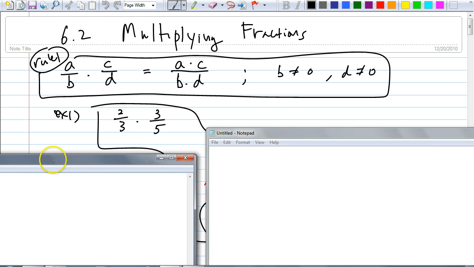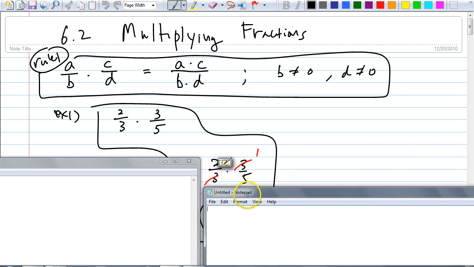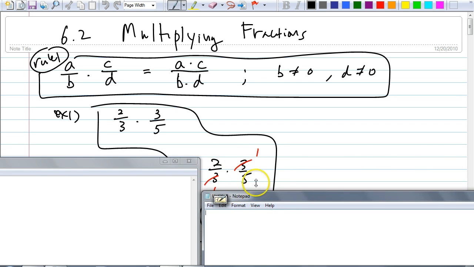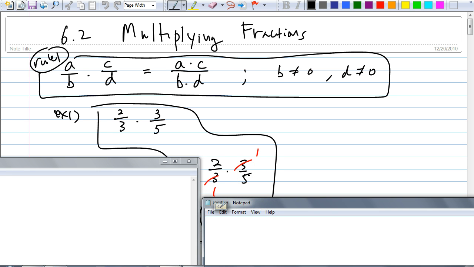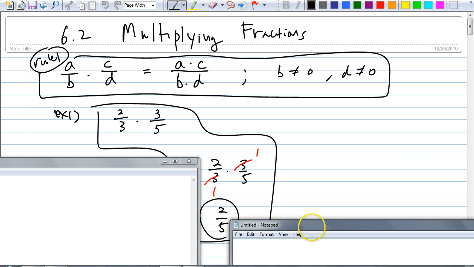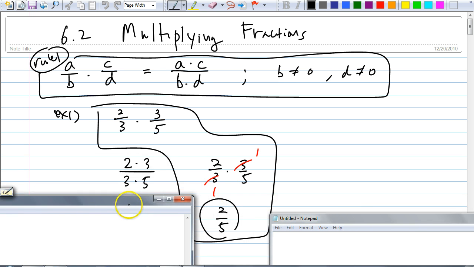When you cross-reduce and things like that, what are you really doing when you cross and cancel this way? Yeah? By dividing the numerator by 3 and the denominator by 3, you get 2/5, right?